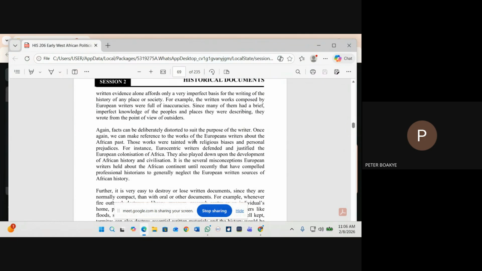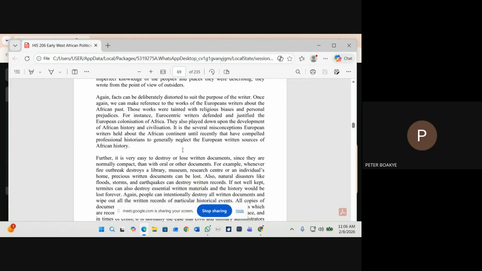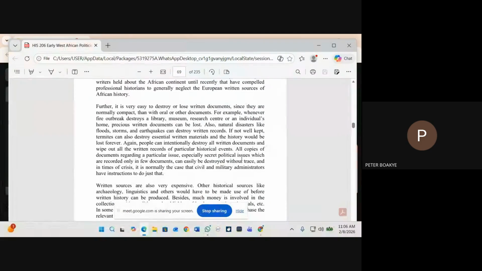Once again, we can make reference to the words of European writers about the African past, that Africa did not have history before the coming of the Europeans. How did they get to know? It was because they were biased, from their personal prejudices and so on and so forth. It is also very easy to destroy or lose written documents. In case of calamities like earthquake or flood, books and these things can easily get lost since they are normally compact.